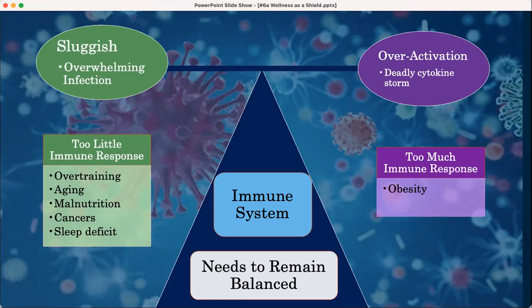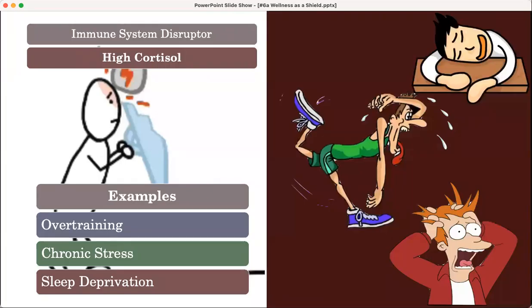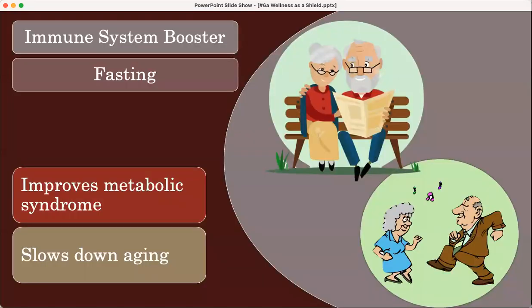An overactive immune system, where it's unbalanced, is this deadly cytokine storm. So obesity is a state defined as BMIs over 30. You'll end up with too much of an immune response. Immune system disruptors with the high cortisol, the examples we gave, were overtraining, stress, and sleep deprivation. The immune system boosters included fasting, which improves metabolic syndrome and slows down aging.